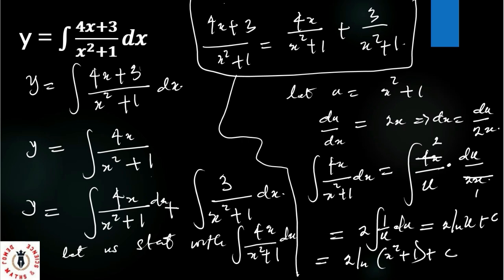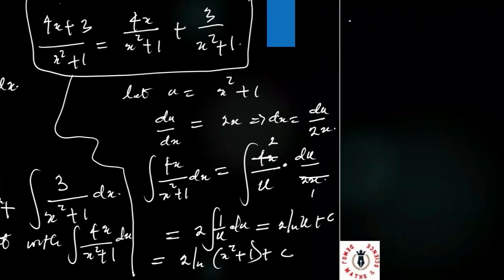So we'll look at the second part. Let's open another slide. We'll be looking at the integral of 3 over x squared plus 1 with respect to x. This is the same thing as 3 times the integral of 1 over x squared plus 1 with respect to x. From standard integrals, we know that the integral of 1 over x squared plus 1 is the same thing as tan inverse of x. So this is 3 tan inverse of x plus c.